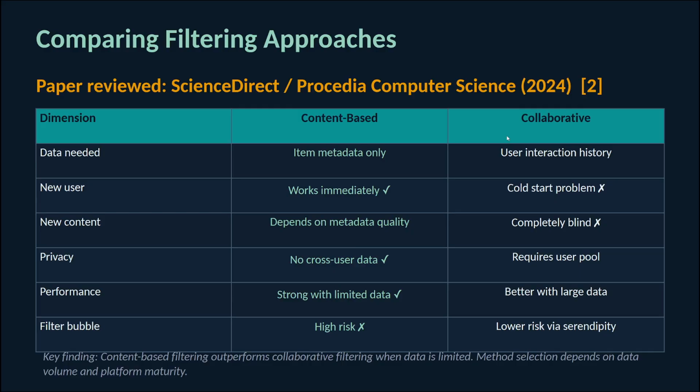I also reviewed a ScienceDirect paper from 2024 that directly compared content-based and collaborative filtering. The table here summarizes the key differences. Content-based works immediately for new users. It doesn't need cross-user data and performs well with limited data. Collaborative filtering needs a large pool of users to work and has the cold start problem, but content-based has its own weakness, the filter bubble. If all you're recommended is similar content, users never get exposed to things outside of their comfort zone.